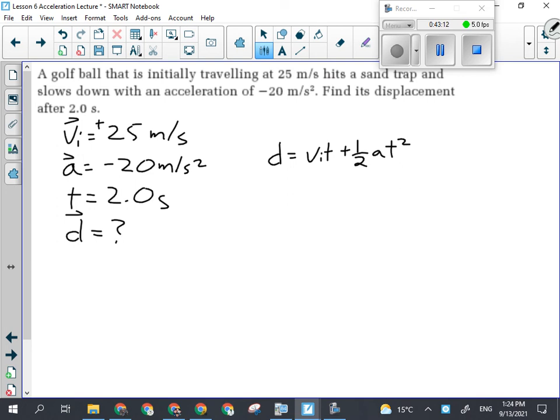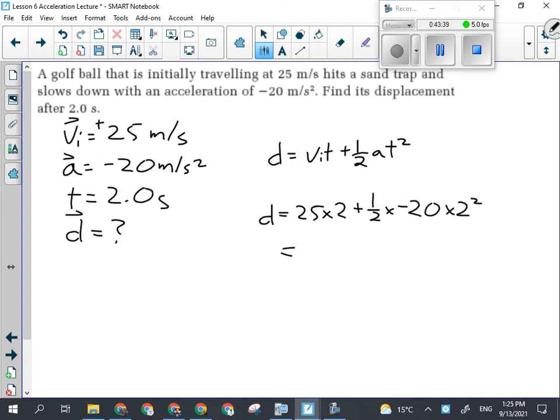It's already set up for d, right? So I don't have to move anything around. I just need to plug in my numbers. All right, so VI, they said, was 25 times the time, which was 2 seconds, plus 1/2 times negative 20. That's crucial. You'd be surprised how often people forget to put a negative in this formula when it applies to a. Okay? And then multiplied by 2 squared.